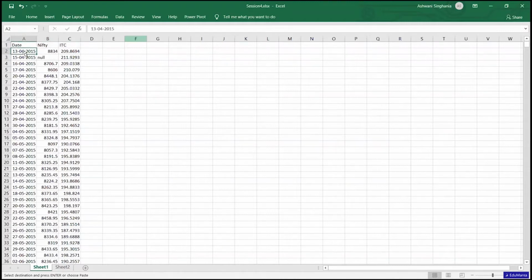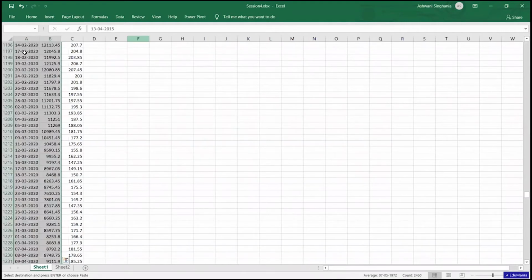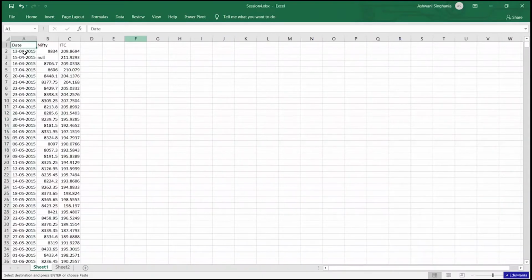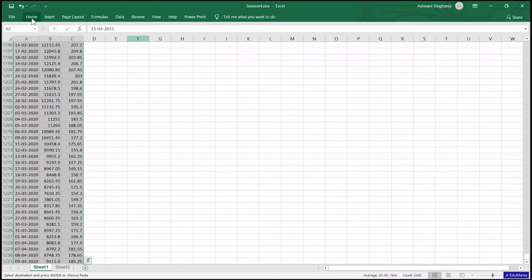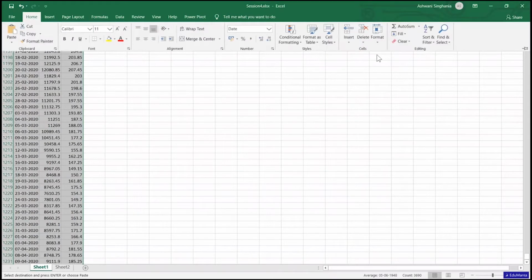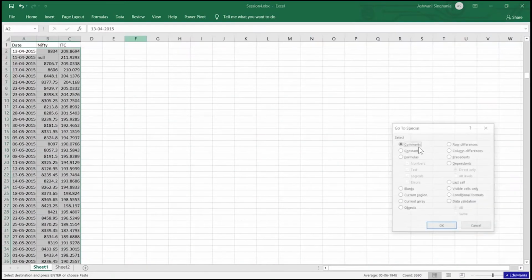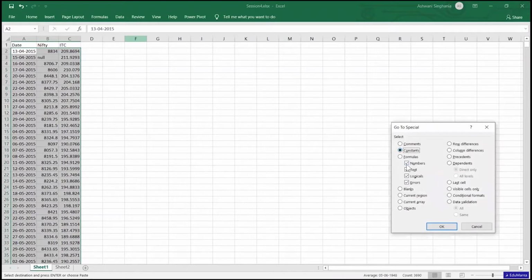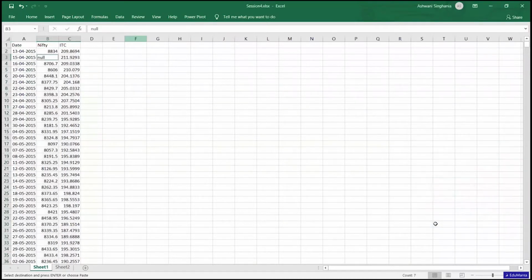Let's do one thing. Select it from here. Because if I select apply to hold, the heading will get deleted. So let's select it from here and then run that. So go to special, constants, and then we have to see where the text is available, and okay. So now we have selected all the text.